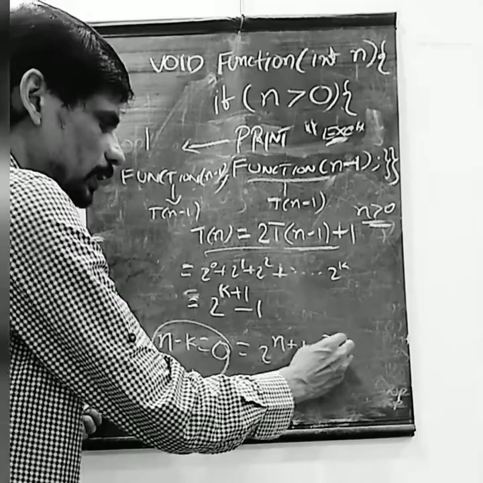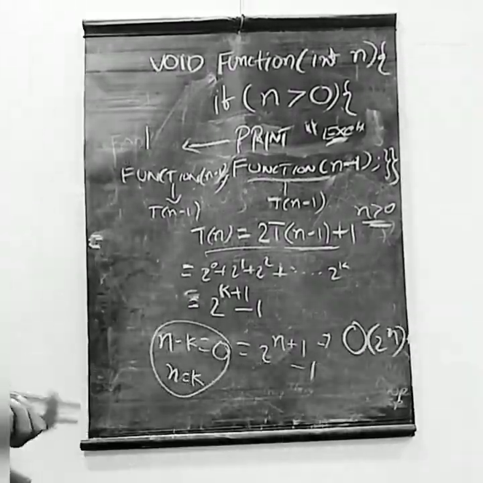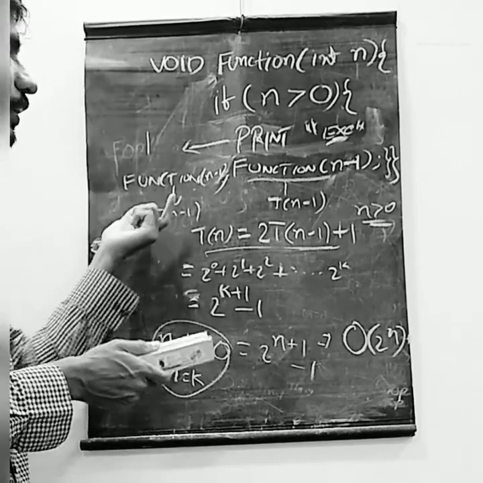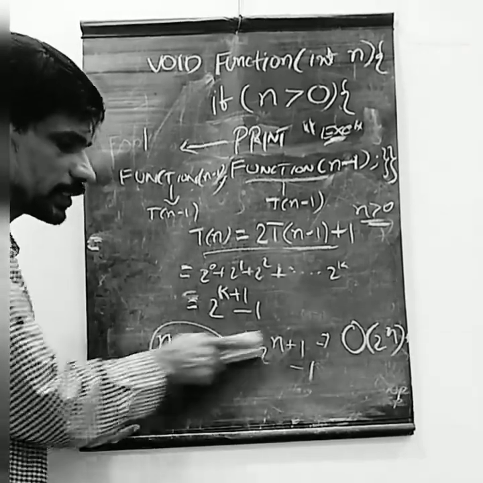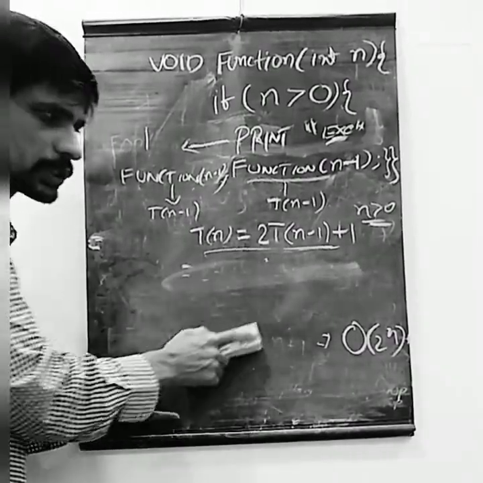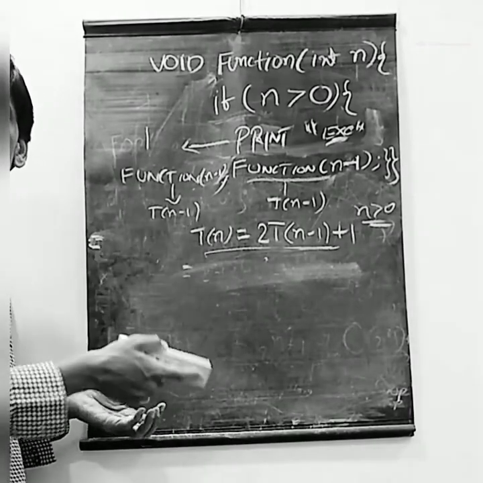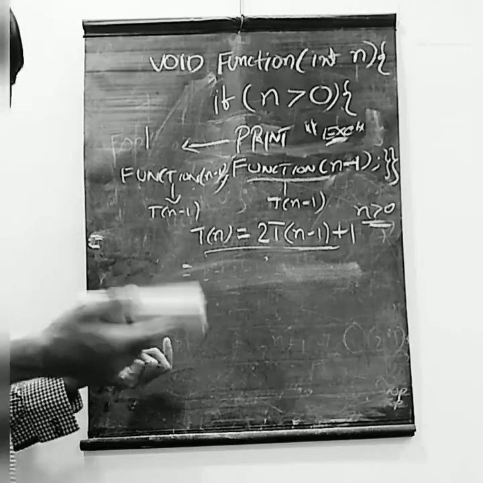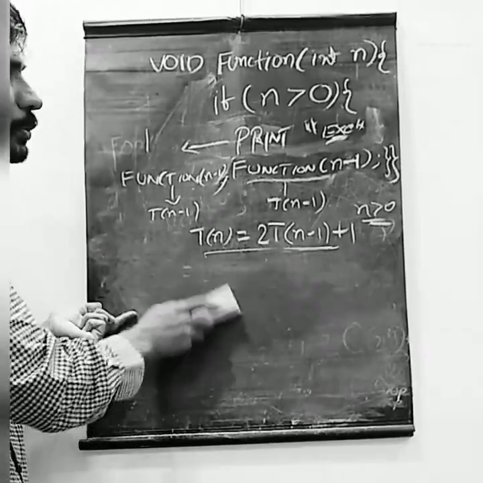So what will be my complexity? Order of 2 power n. Okay, so this is how we calculated it using the recursive tree method. As I said earlier, there is no need to spend this much time on drawing this recursive tree, and we have other methodologies like substitution also.